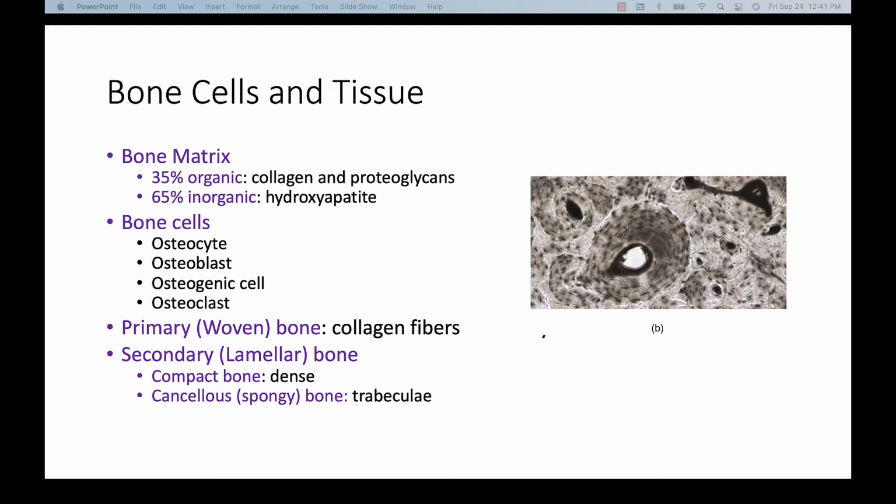The key point in this slide is to understand that the bone is made of matrix and bone cells. You should be able to identify the different components of bone matrix and its function, as well as talk about the different types of cells, which we'll get to shortly. And then we'll also talk about the 2 different types of bone, primary and secondary bone, as well as how compact bone and spongy bone differ.